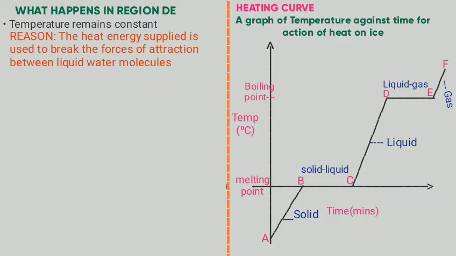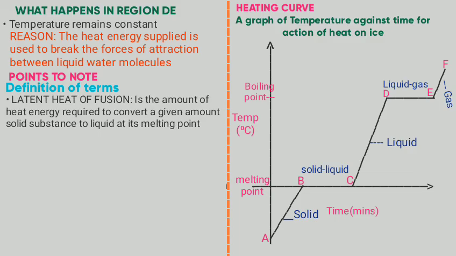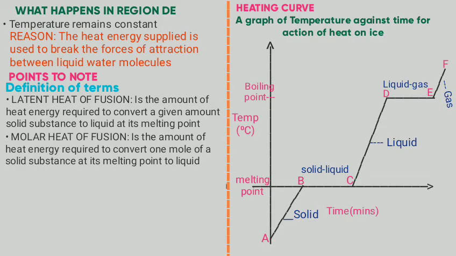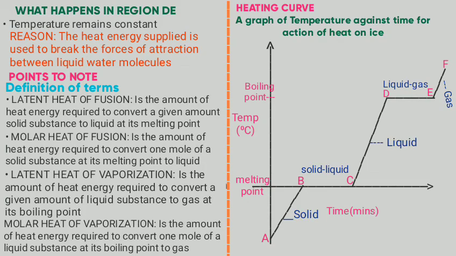Now, points to note: latent heat of fusion is the amount of heat energy required to convert a given amount of solid substance to liquid at its melting point. Molar heat of fusion is the amount of heat energy required to convert 1 mole of a solid substance at its melting point to liquid. Latent heat of vaporization is the amount of heat energy required to convert a given amount of liquid substance to gas at its boiling point. Molar heat of vaporization is the amount of heat energy required to convert 1 mole of a liquid substance at its boiling point to its gaseous state.